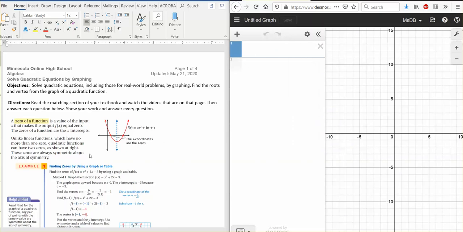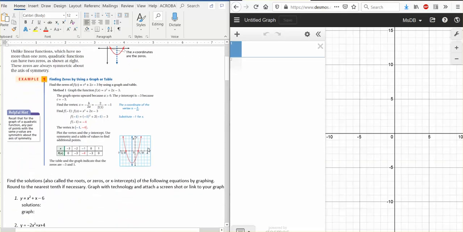So first of all, a zero of a function is a value of the input x that makes the output f of x equal 0. In other words, the zeros are the x-intercepts. These are also called the roots, and they are also called the solutions to a quadratic equation. So if it's the function, we look at the zeros, which are the x-intercepts, and when we have an equation, we replace y with 0, then we'll be calling this either the solutions or the roots.